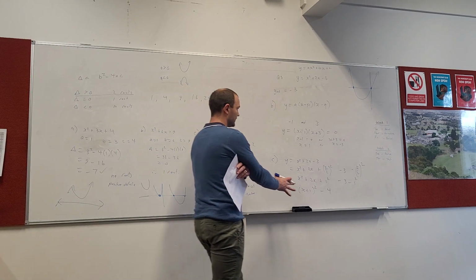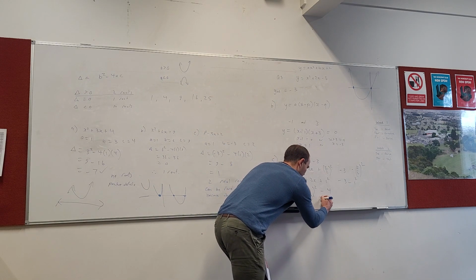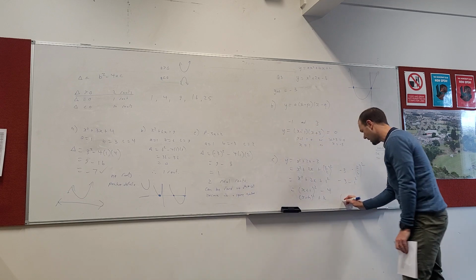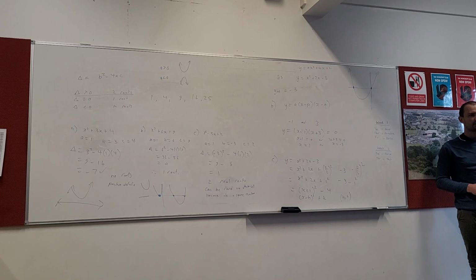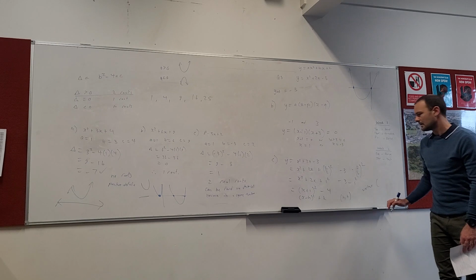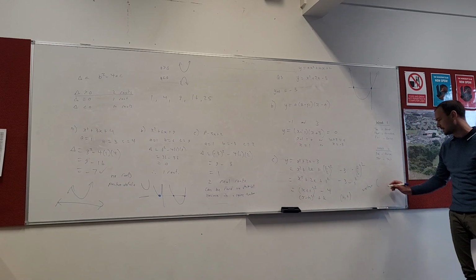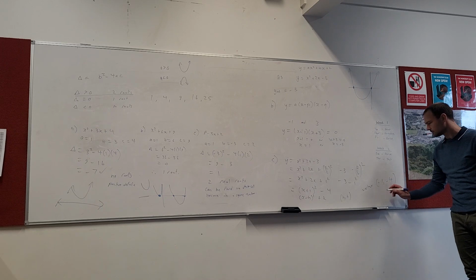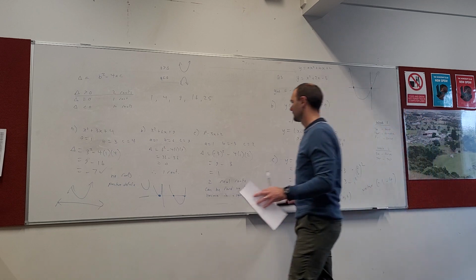So, it's in completed square form, and completed square form is like this, right? x take h squared plus k, where h and k are the coordinates of the vertex. So what's our vertex here? Minus 1 and minus 4. Okay, hence graph the quadratic.